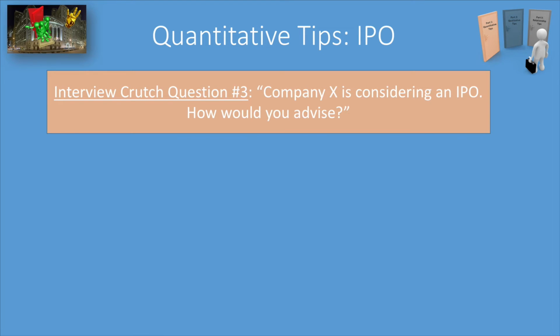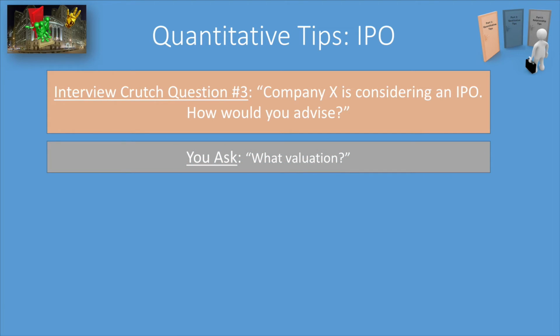Interview question number 3. We're going to talk about IPO. Company X is considering an IPO. How would you advise? Again, they won't say Company X. They'll say Uber or Airbnb or some other private company, whatever. Company X is considering an IPO. How would you advise? Immediately, you respond with this. What valuation? Okay. And they might not tell you. They might say, well, you tell me. And that's okay.